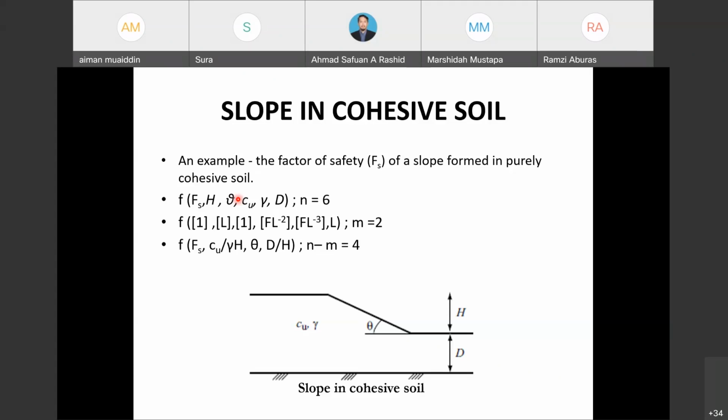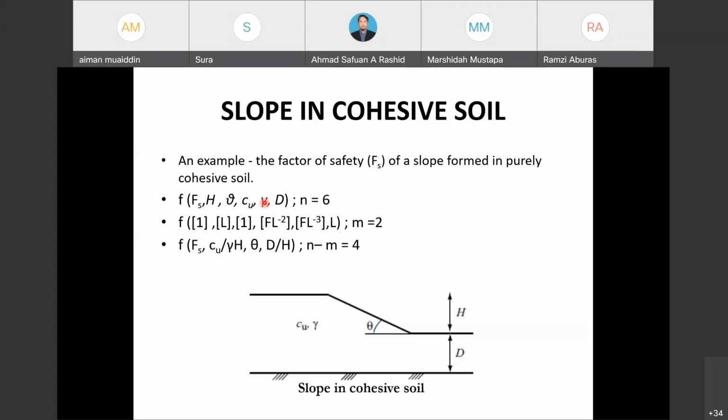Okay, meter square is referred to as F L to the power of negative 2. Okay, while for the unit weight, actually unit weight is the density, but we use the unit weight when we use the kilonewton, so kilonewton over meters cubed. So in the primary dimension, it is F L to the power of negative 3, or F over L cubed.